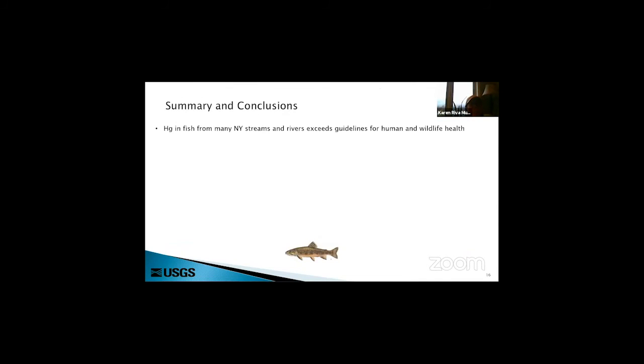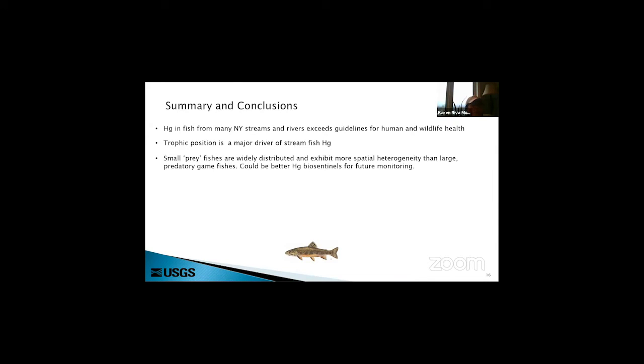So in summary, we've seen from this broad spatial analysis that mercury in fish from many New York streams and rivers exceeds guidelines for human health and wildlife health. Trophic position, as expected, is a major biological driver. Small fishes, what many would call prey or forage fishes, are widely distributed and tend to exhibit more spatial variation than some of the larger and more predatory game fishes, and might be better environmental or mercury biosentinels going forward.